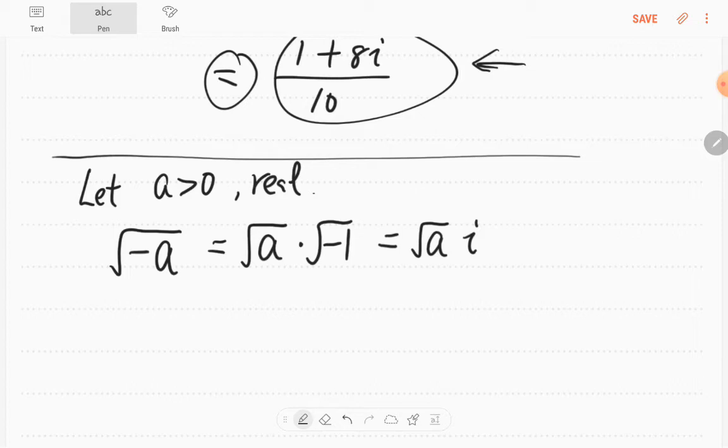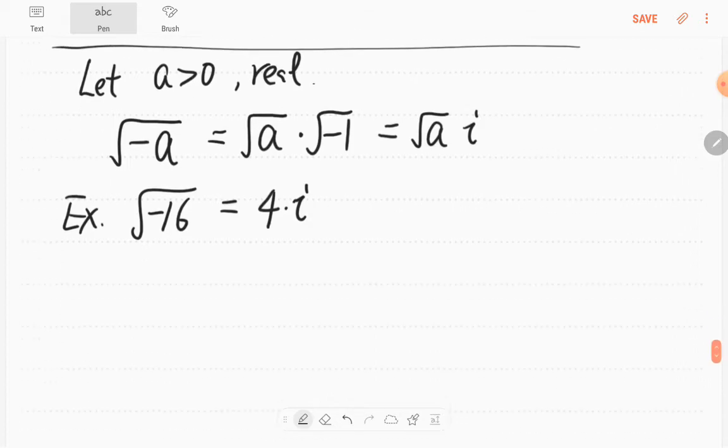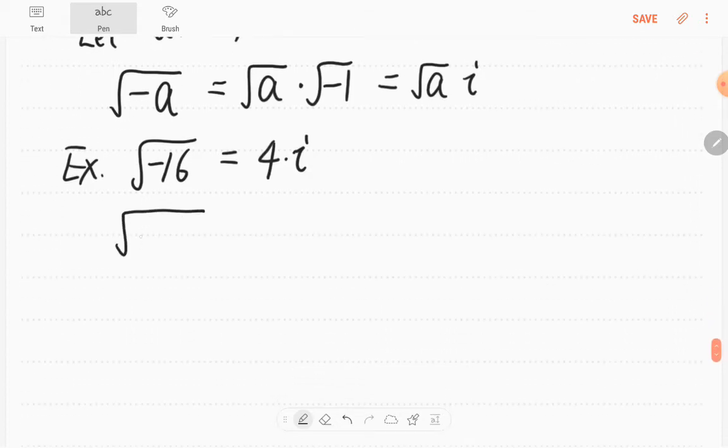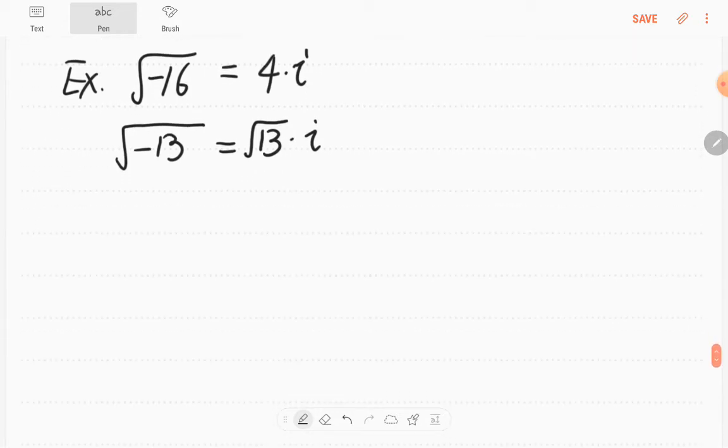So any such number can be written this way. This one is square root of negative 16, which is square root of 16, which is 4, times i, so 4i. And the square root of negative 13 is square root 13 times i, right?